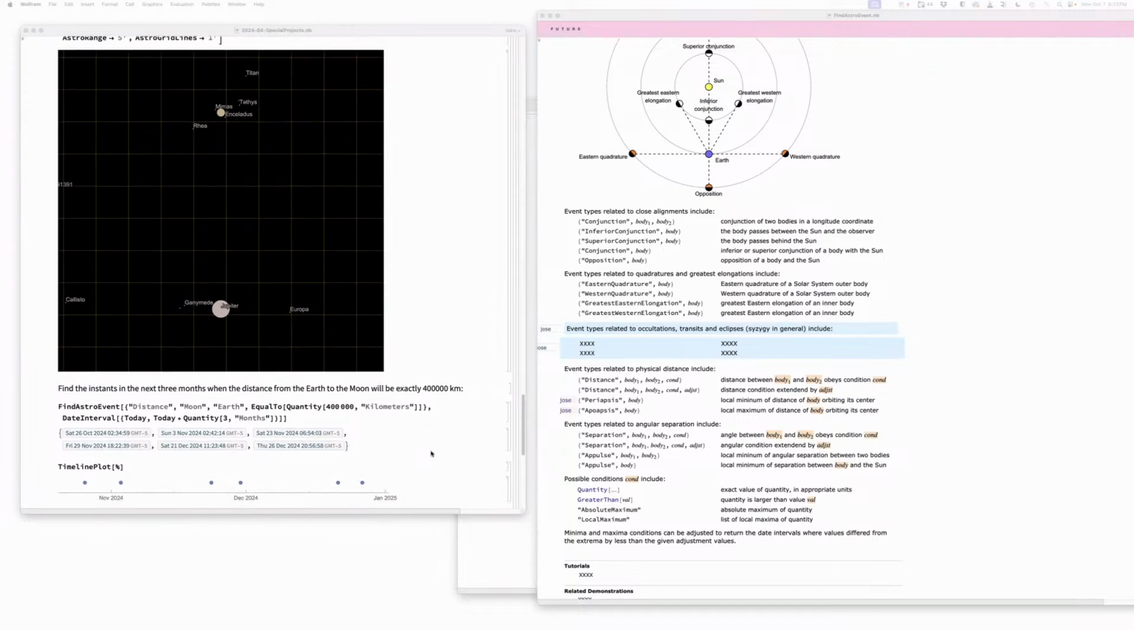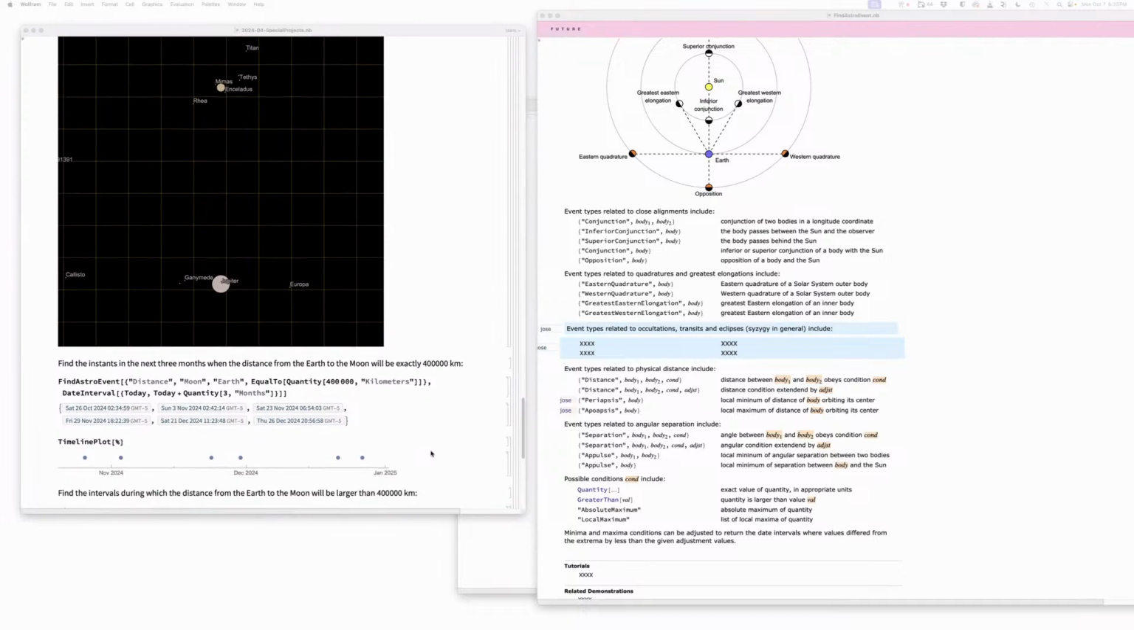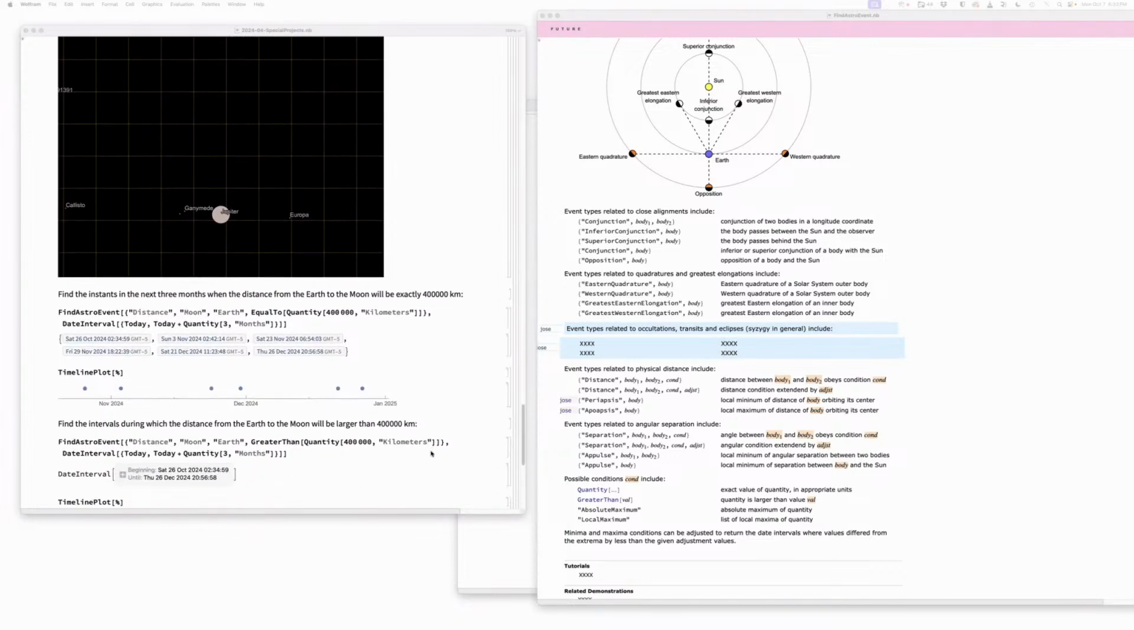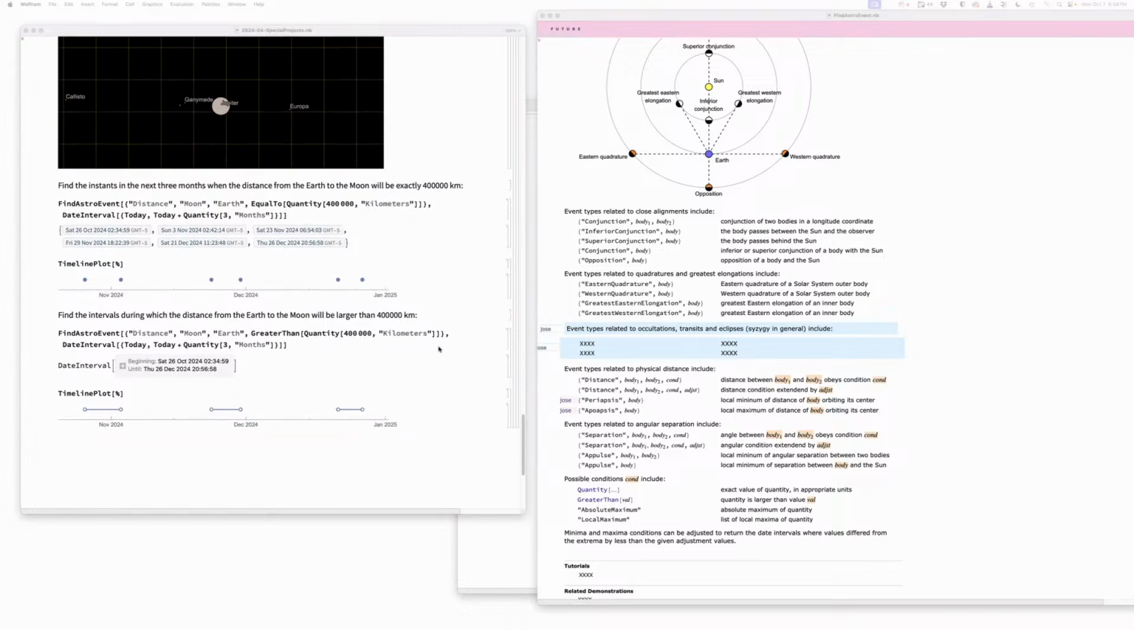Okay, distance Earth, Moon, equal to 400 kilometers. That's so cool. This is a bit similar to the implicit entity language, where we say equal to a value, and you get all the instants in which the distance from the Earth to the Moon was exactly 400,000 kilometers. And then there is a version in which you say greater than, and then it reports the date intervals in which the distance was greater than 400,000 kilometers.